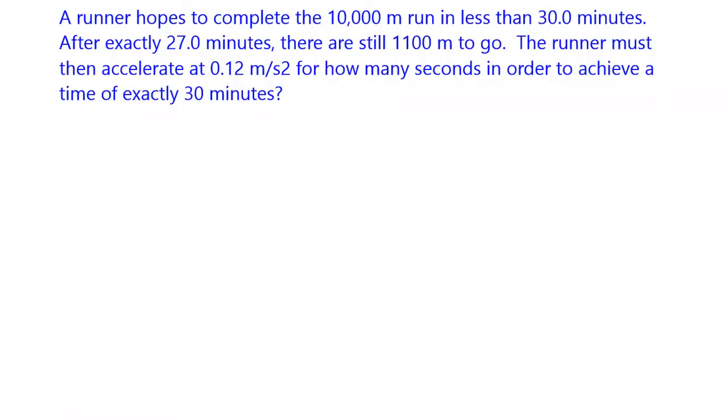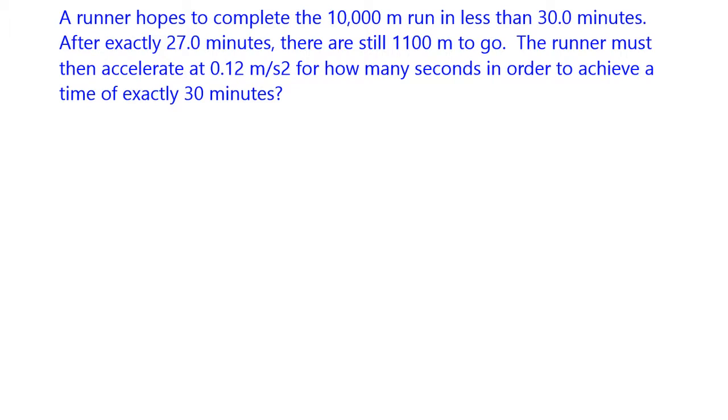Okay, this is number 8 from the first kinematic equation AP worksheet. A runner hopes to complete the 1,000-meter run in less than 30 minutes. After exactly 27 minutes, there are still 1,100 meters to go. The runner must then accelerate at 0.12 meters per second squared for how many seconds in order to achieve a time of exactly 30 minutes?